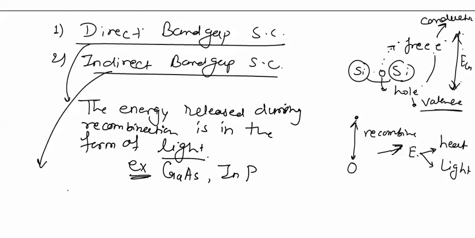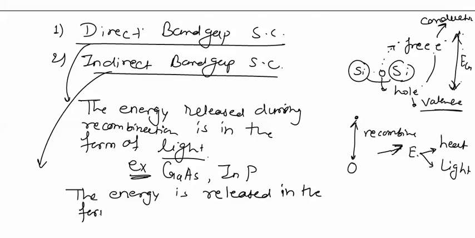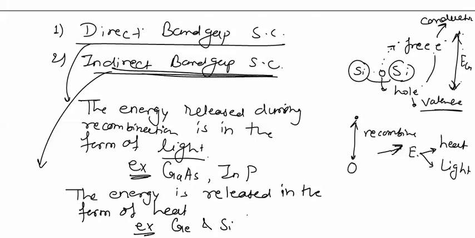Second, if the energy is released in the form of heat, the semiconductor is called an indirect bandgap semiconductor. Examples of indirect bandgap semiconductors are germanium and silicon.